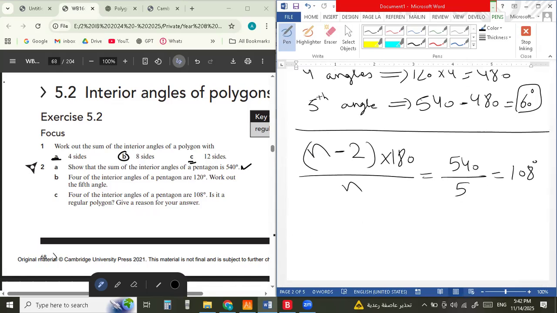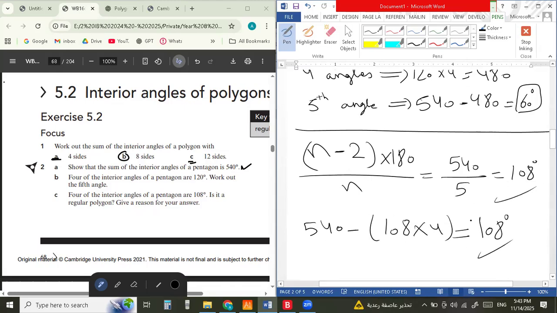The 4 angles are 108, and for the fifth angle, we said that the sum of the interior angles of a pentagon is 540, minus the 108, but they are 4 angles, right? So 108 times 4, subtract it from the 540, and it would give you the fifth angle. You're going to find that it is also 108. It is a regular polygon. All the 5 angles are 108 degrees, so it is a regular polygon. All the 5 angles are equal.